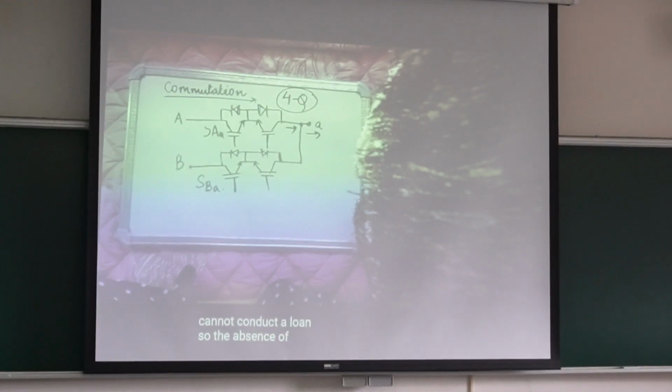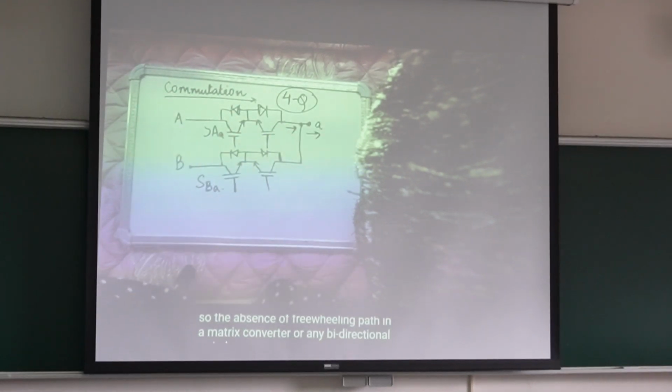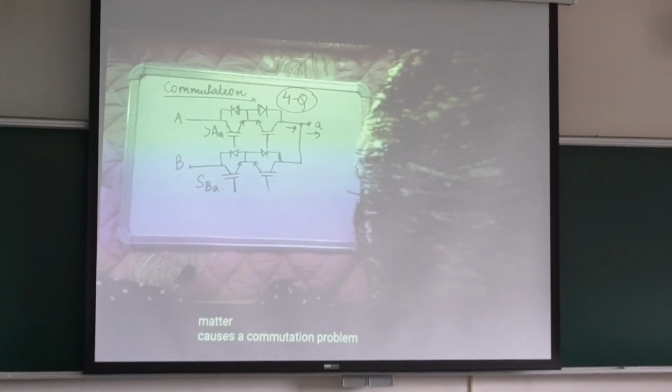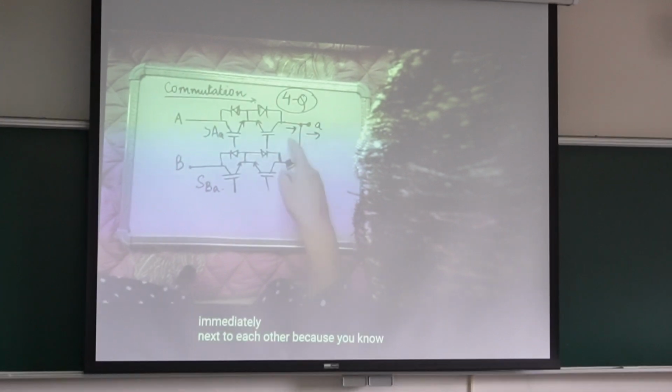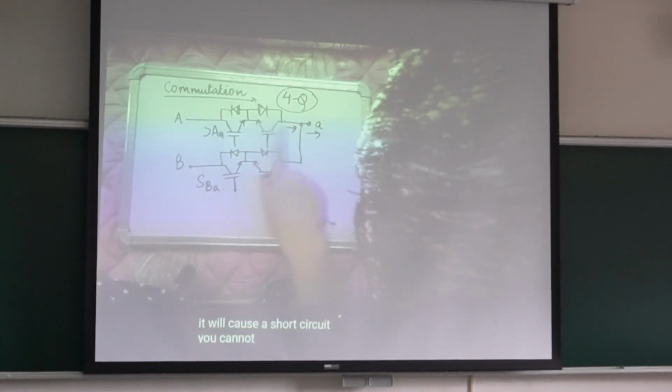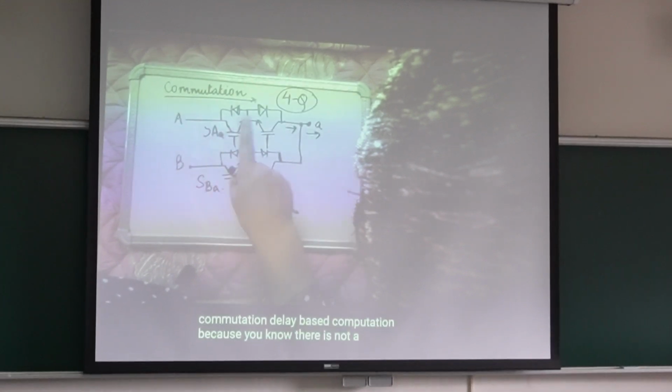So the absence of a freewheeling path in this converter, or any converter for that matter, causes a commutation problem. You cannot give pulses immediately next to each other, because you know that it will cause a short circuit. So you cannot go for deadband-based or delay-based commutation, because there is no freewheeling path.